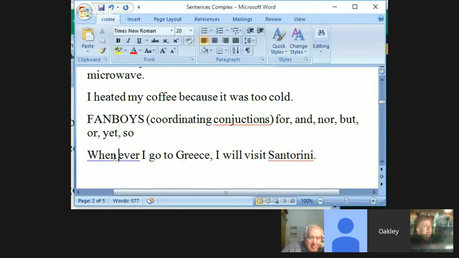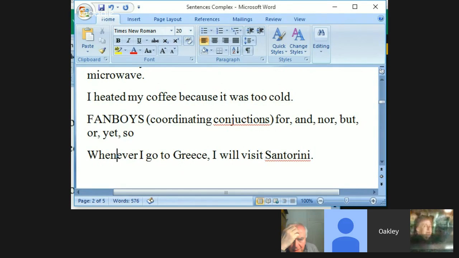How about every time I go to Greece? Why doesn't that work, teacher? Whenever I go to Greece works because it means that he does it repeatedly. Okay, whenever I go to Greece, I visit Santorini. Now it works. He wants to say that every time. I can use whenever, but I need to get rid of will, because whenever means it's a repeated action.